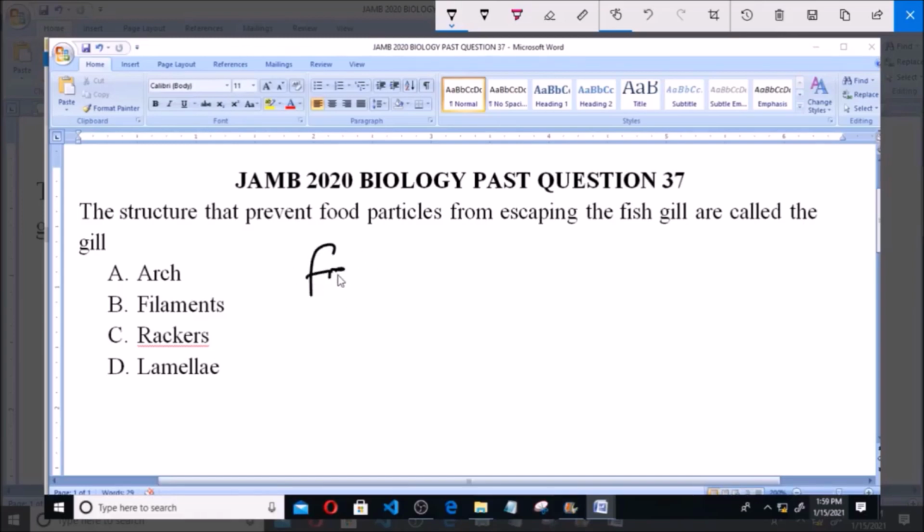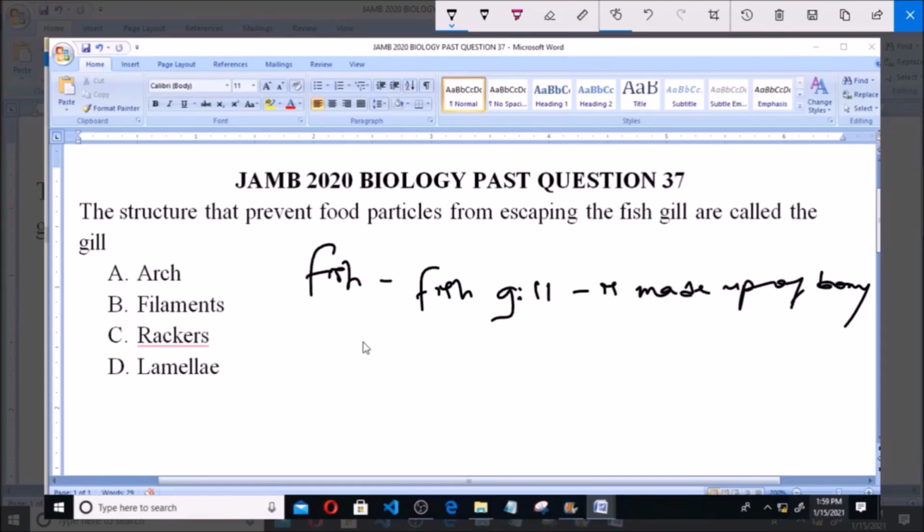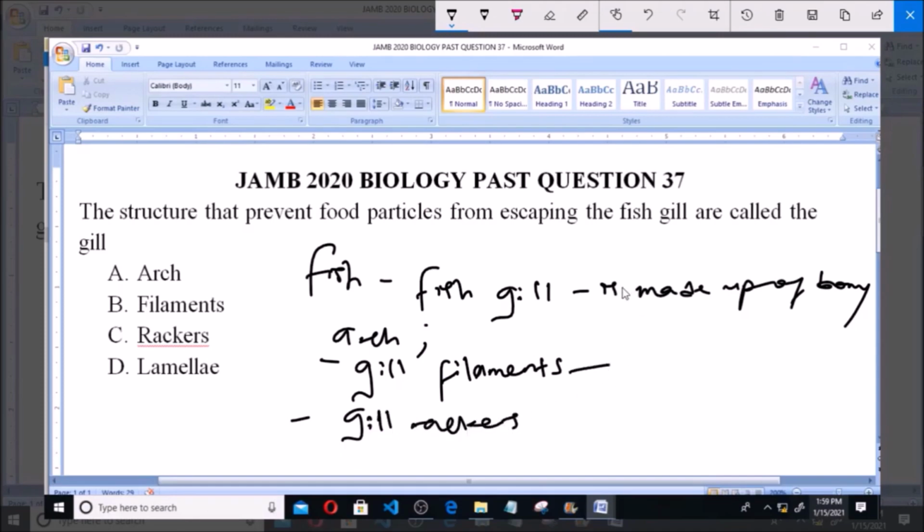The fish is able to breathe in water, or to undergo respiration in water, due to the presence of the fish gill. Now, this fish gill is made up of bony arch, which includes the gill filaments and the gill rakers. Now, the gill filament is the site of the gill that is responsible for gaseous exchange. This is where exchange of respiratory gases takes place, in the gill filaments of the gill.